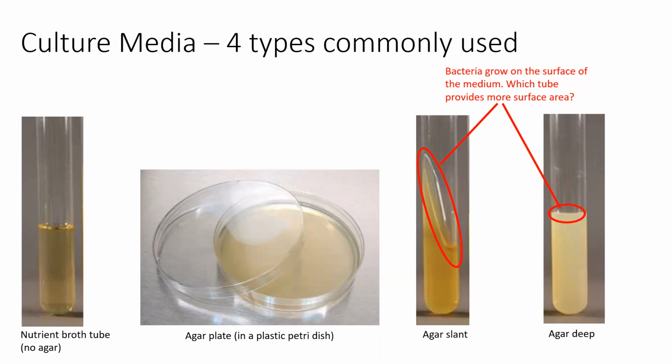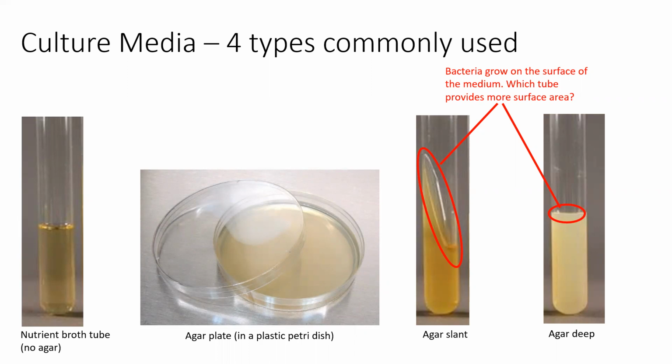So when we're looking at these four types of media, we have one that is a liquid, and that is a broth. So there is no agar in a broth, right? Because agar is a solidifying agent. Broth is liquid, not a solid. So there's no agar in a broth. An agar plate has agar, and so does the agar slant and the agar deep. So how is a slant different than a deep?